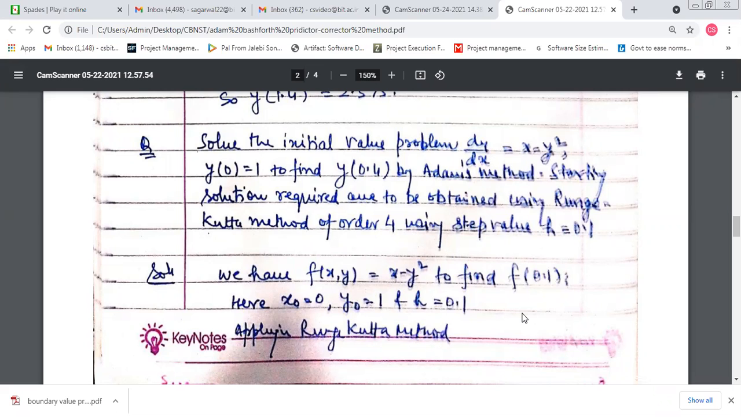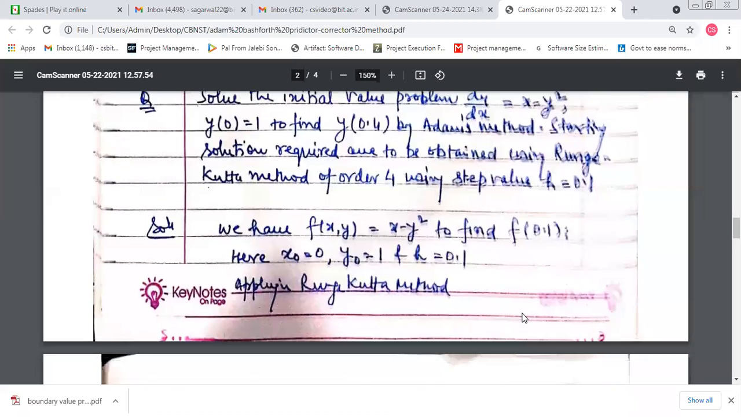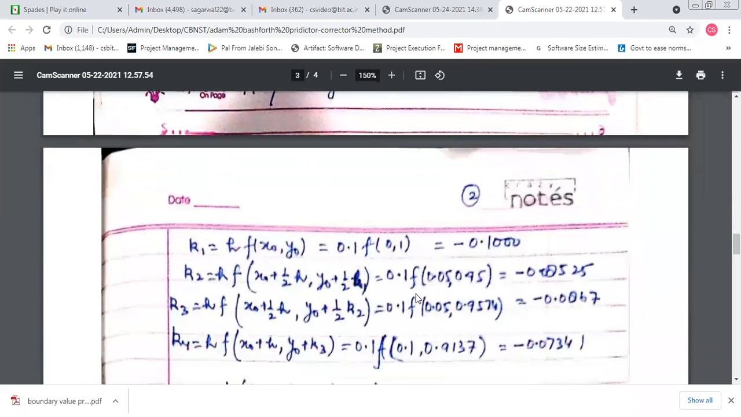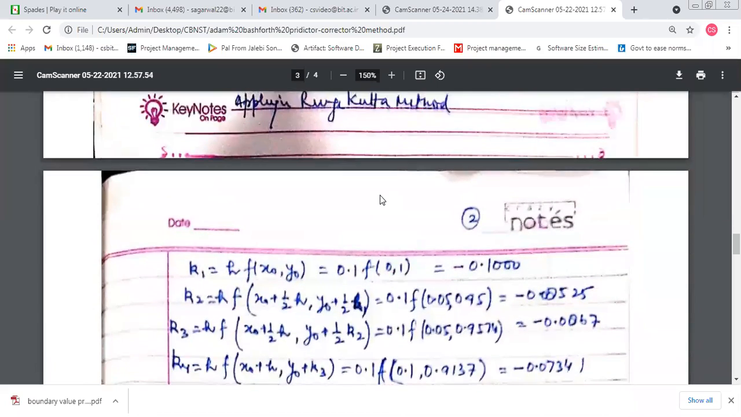And then on the basis of these values, we will get the predictor value of y 0.4 and then use the corrector formula for obtaining y 0.4. So how will we apply this Runge-Kutta method? Now the Runge-Kutta method says that you have to find out 4 slopes.